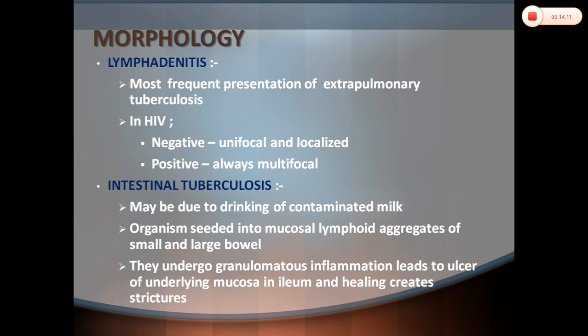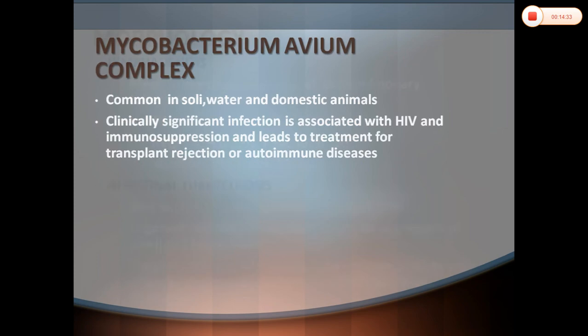And intestinal tuberculosis may be caused by drinking contaminated milk with Mycobacterium bovis, which can be prevented by pasteurization of milk. And these organisms seed into the mucosal lymphoid aggregates of the small and large bowels, and they undergo granulomatous inflammation leading to ulcers of the underlying mucosa in the ileum, and the healing of these ulcers causes strictures.